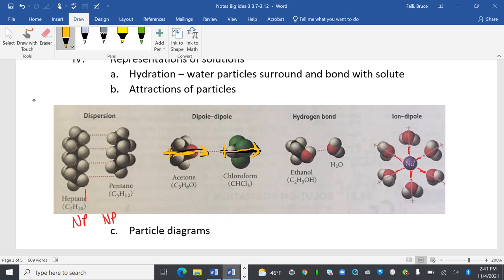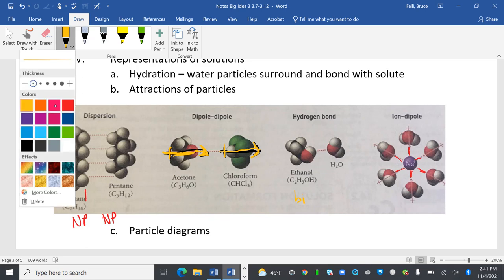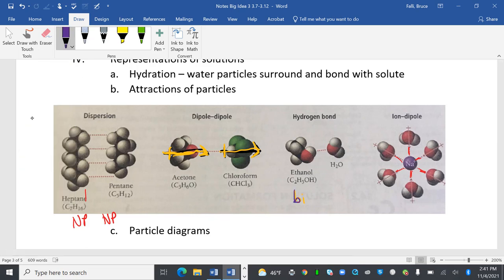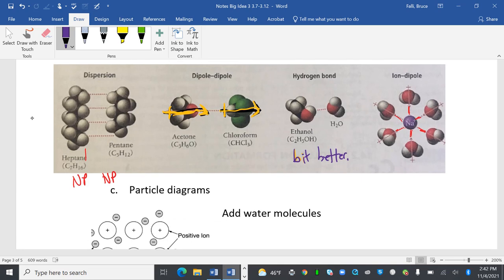And then hydrogen bonds are the same, but just a bit better. I have a good car, but Tyler's got a Tesla, so he's just a bit better than me. At least that's what he thinks.